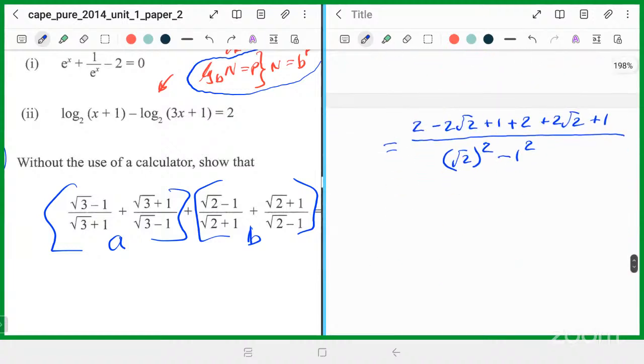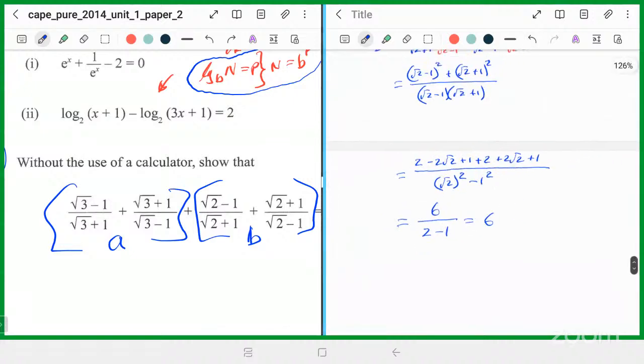Consolidate the values now. I get 2 plus 2 is 4. And 1 and 1 is 2. So we get 6, right? So this and this make 3, and 2 make 5, and 1 make 6. Say 6 on the numerator. But this negative 2 root 2 cancels this positive 2 root 2. And divide that now by this. This becomes 2 minus 1. 2 minus 1 is 1. This works out to be 6.